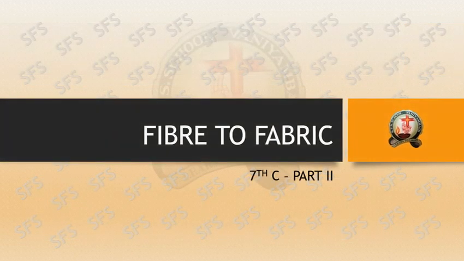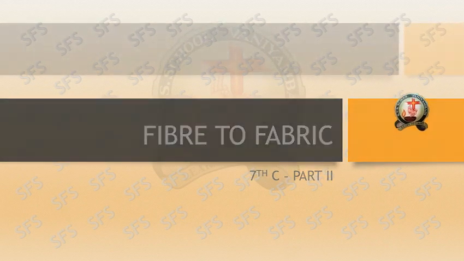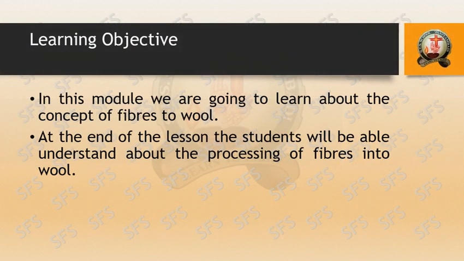So let's move on to the next part of this chapter, that is fiber to fabric. In today's session we are going to learn about the concept of fibers to wool. In our previous class we discussed how wool is obtained and from what sources. Now our main part is how we process this woolen fiber to make it into fine wool. That whole process we are going to learn today.